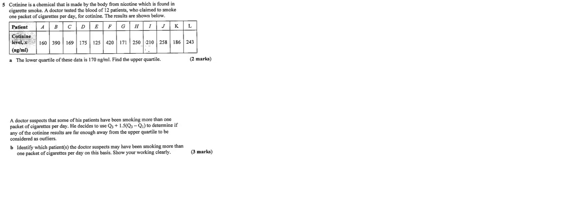Okay, so here's a question about people smoking. It says cotinine is a chemical that's made by the body from nicotine, which is found in cigarette smoke. Doctors tested the blood of 12 patients. Okay, so again, we give an N, because there's 12 patients, so that means we've got 12 pieces of data, who claim to smoke 1 packet of cigarettes a day. Here are the results.